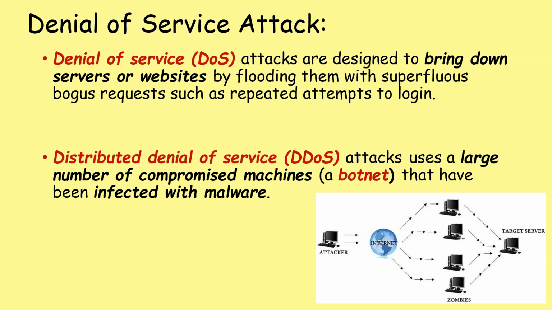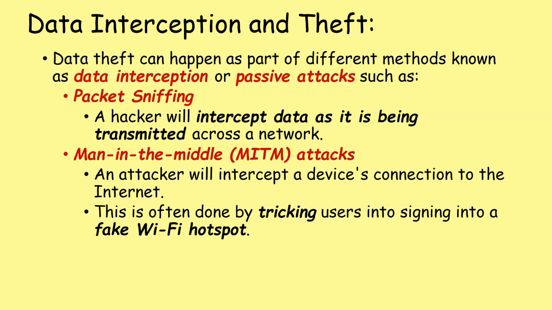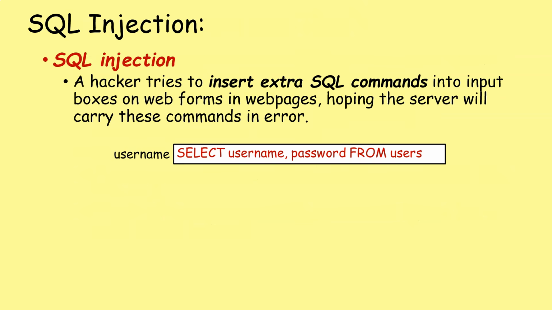A more advanced form of this is the distributed denial of service, DDoS. These attacks use large numbers of compromised machines, a botnet, that have been infected with malware. Data interception and theft. Data theft can happen as part of different methods known as data interception or passive attacks. For example, packet sniffing. A hacker will intercept data as it's being transmitted across a network, or man-in-the-middle attacks. An attacker will intercept a device's connection to the internet. This is often done by tricking users into signing into a fake Wi-Fi hotspot. SQL injection.